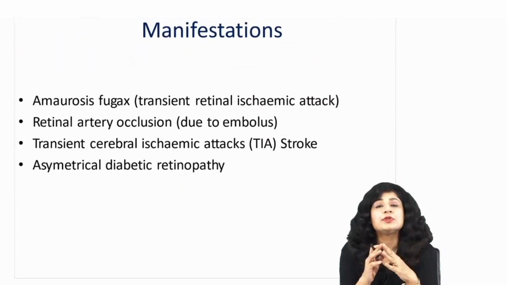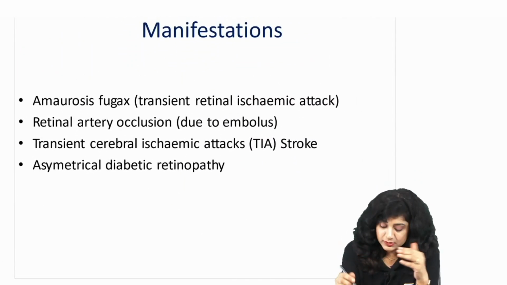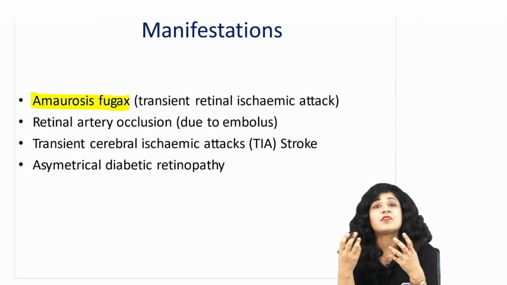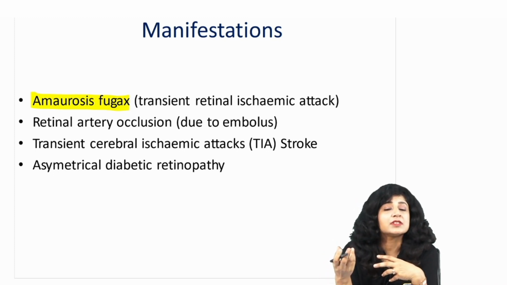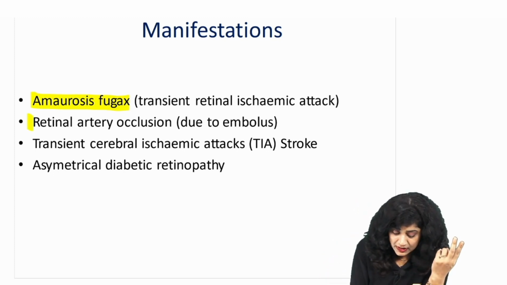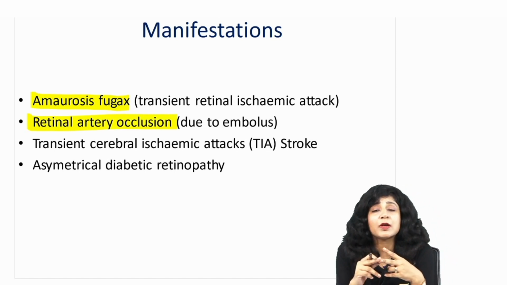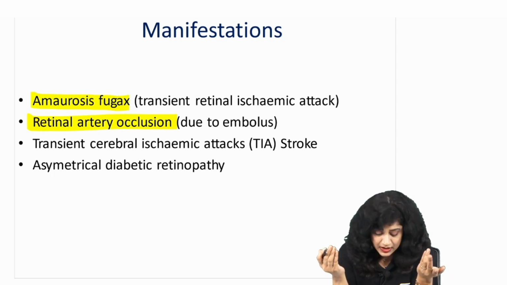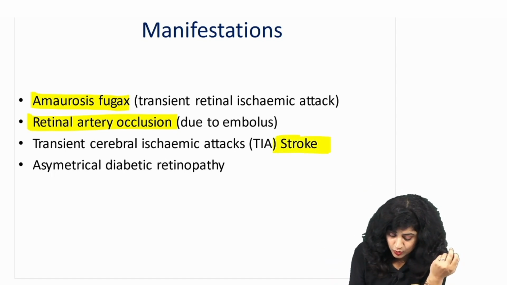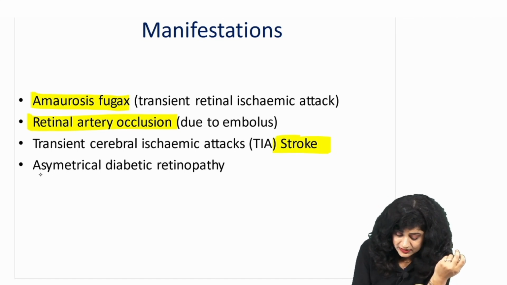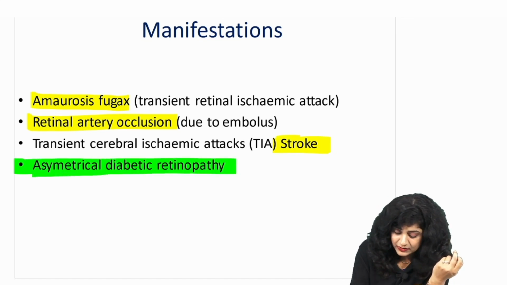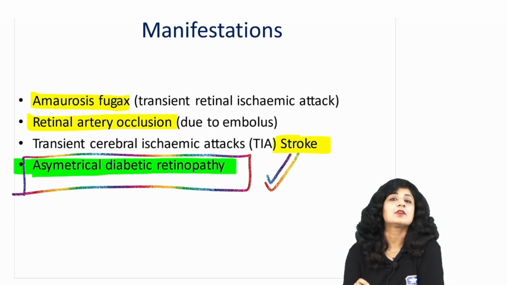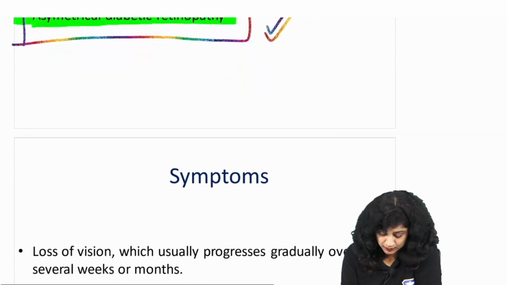As I told you, the manifestations could be manifold. This patient can present with transient ischemic attacks. The patient will have transient obscuration of vision, amaurosis fugax could be there. It could be central retinal artery occlusion, because we know the most common cause of CRAO is thromboembolism. So that could be an embolus, and we can also have a stroke, or a very important thing that is given in our question, asymmetrical diabetic retinopathy. So see, whenever you have asymmetrical diabetic retinopathy in the question, please do think about ocular ischemic syndrome.